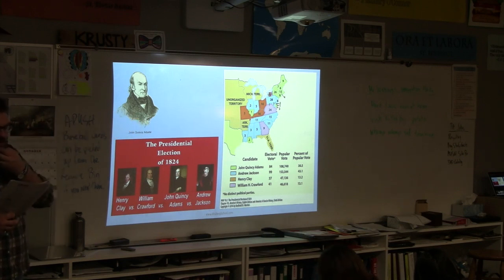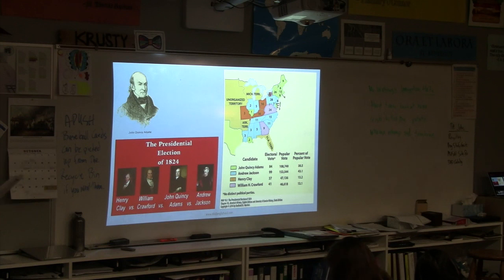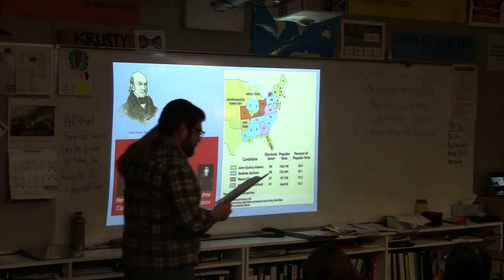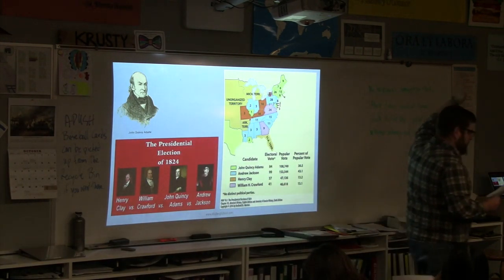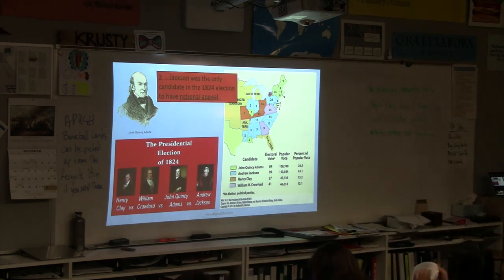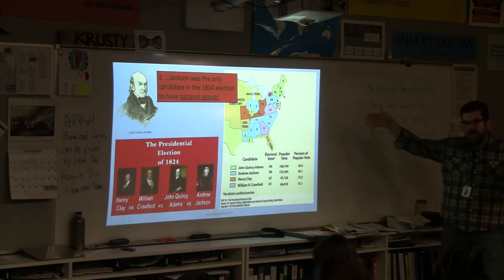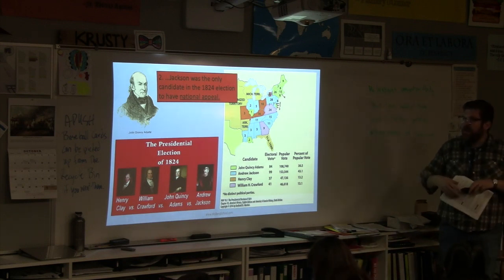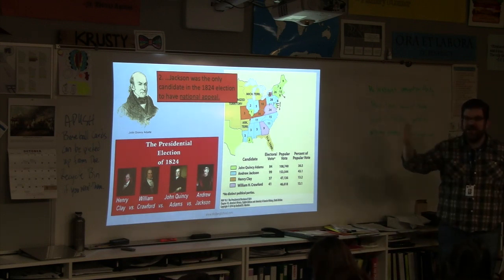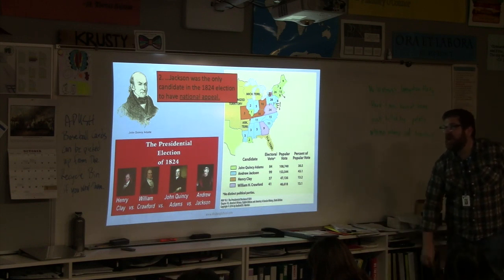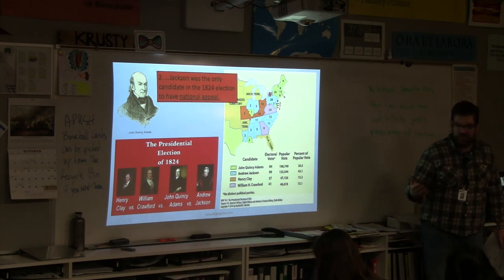The election of 1824 had 5 candidates, all of whom were Republicans. John Quincy Adams, John C. Calhoun, who is not on this list anywhere, William H. Crawford, Henry Clay, and Andrew Jackson. And of those 5 people, the only one who's a name brand is Andrew Jackson. He has national appeal. All the other guys have sectional appeal, right?